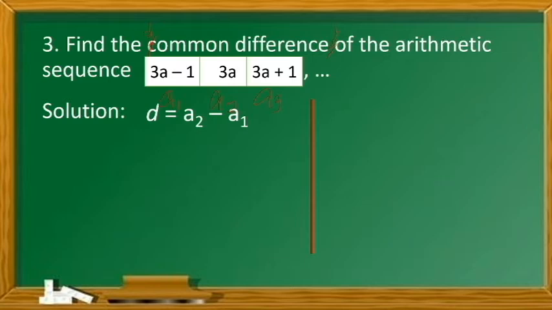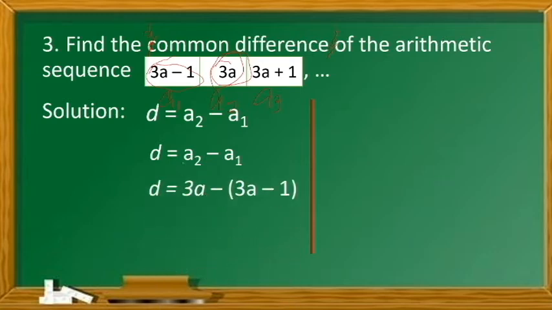Okay, so here is the solution. So first, we need to look at this one. We know that to find a common difference, we subtract the next term by the preceding term. Meaning, to find the difference, we need to subtract a sub 2, which is 3a, minus a sub 1, which is 3a minus 1. So let us now substitute this equation. So we have difference, or d, is equal to a sub 2 minus a sub 1. Then we have a sub 2 is 3a minus, 3a minus 1, which is our first term.